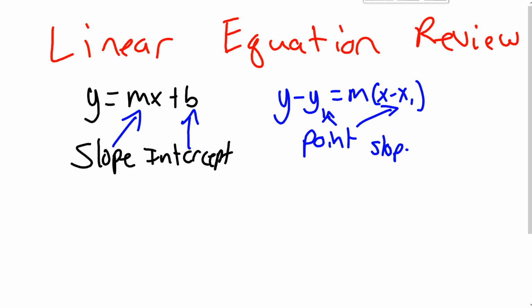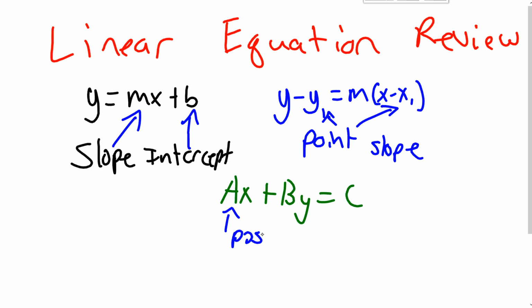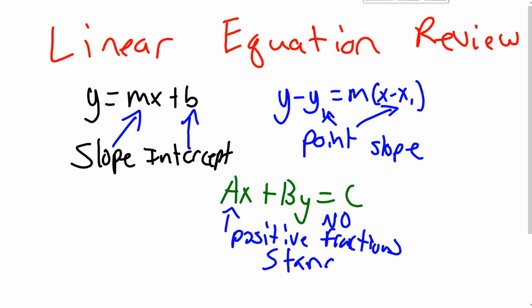M is our slope. And then our final equation is standard form, so that's ax plus by equals c, where a is always positive and no fractions. So that is standard form. Those are our three equations for linear equations.